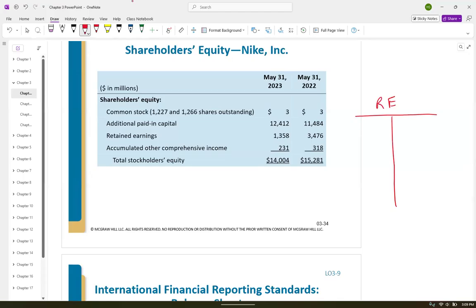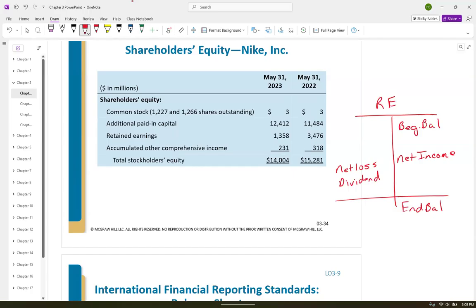We hope that it starts with a credit beginning balance. We would add net income on the credit side if we have net income. If we don't have net income, we would have net loss. Net loss would be on the debit side of retained earnings, and dividends would be coming out of retained earnings. And we hope that we have an ending balance on the credit side.